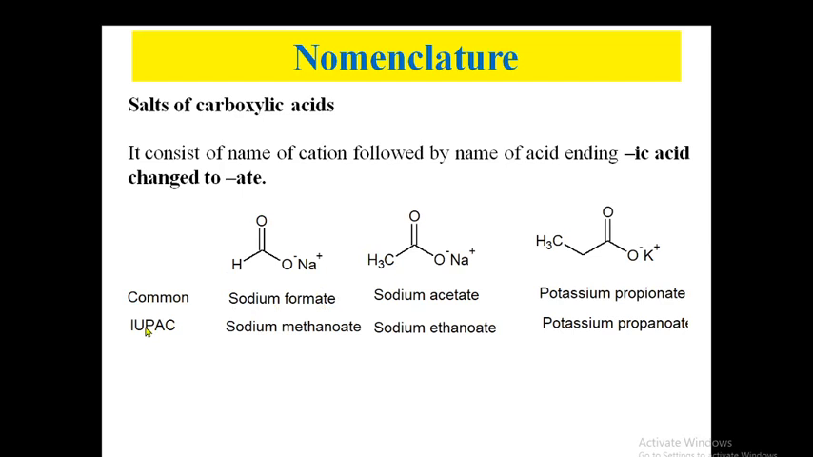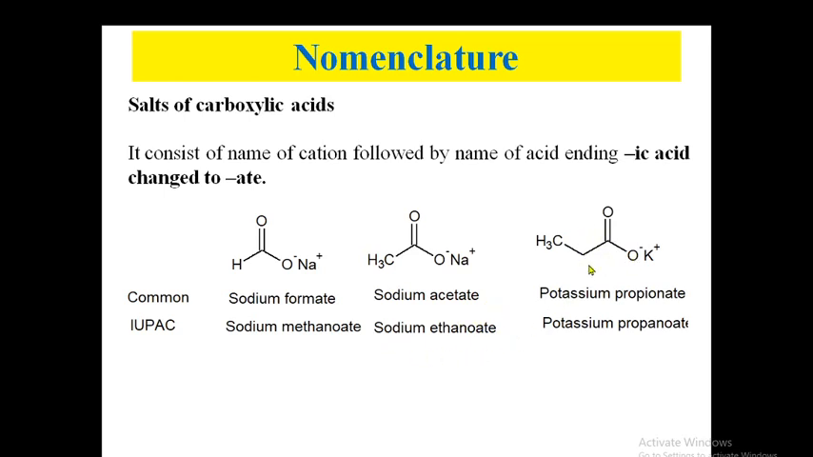The same is applicable for the IUPAC name. The cation name is sodium, and the IUPAC name of the acid is methanoic acid. The IC acid is replaced by ATE and therefore the name becomes sodium methanoate. Similarly, this is sodium acetate, as it's the acetic acid part, and the IUPAC name becomes sodium ethanoate because 2 carbons are there, so ethanoic acid, and IC acid is replaced by ATE and you get sodium ethanoate.